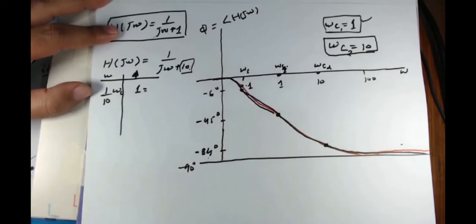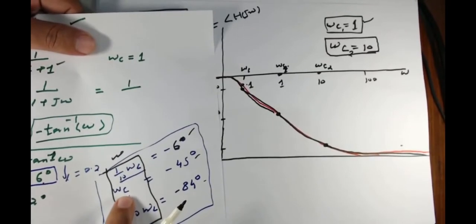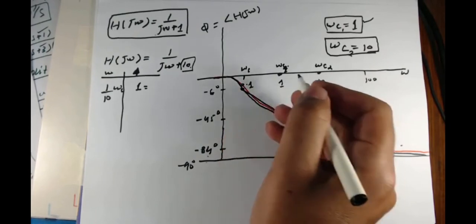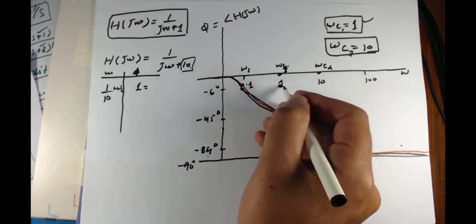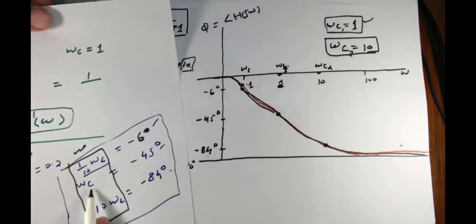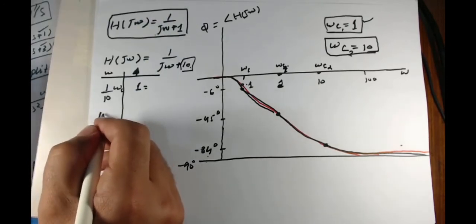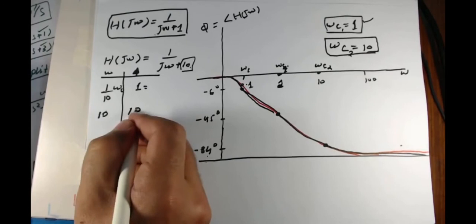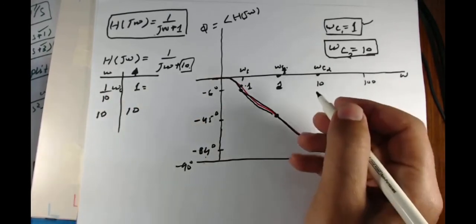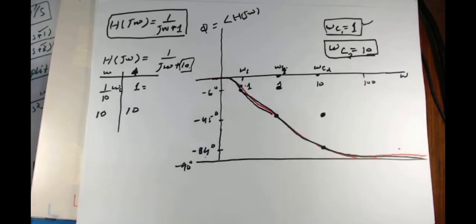This is 1. So what I told you is that when you go 1 by 10 times of omega c, you will get minus 6 degree, right? So you just need to shift this point to this point. So this is now minus 6 degree. When omega is equal to omega c, it means 10, so this will give you 10. Omega c is equal to omega. So you reach this point, and here this will be minus 45 degree.